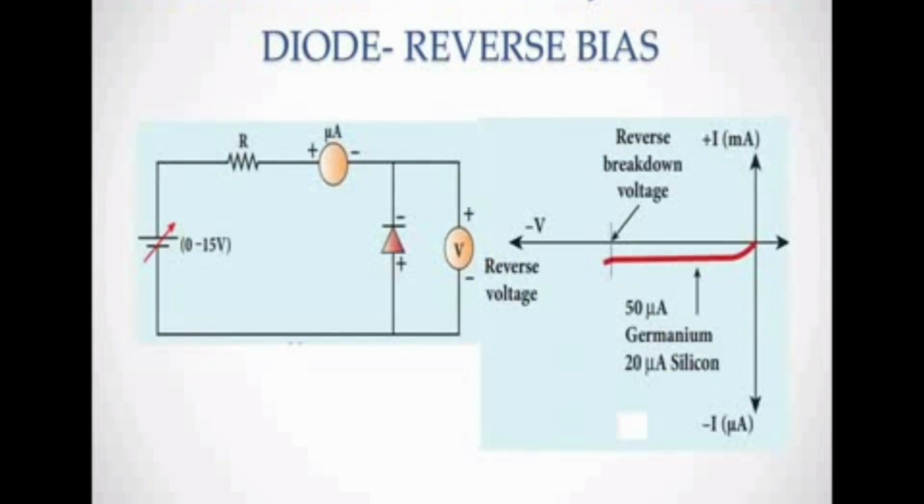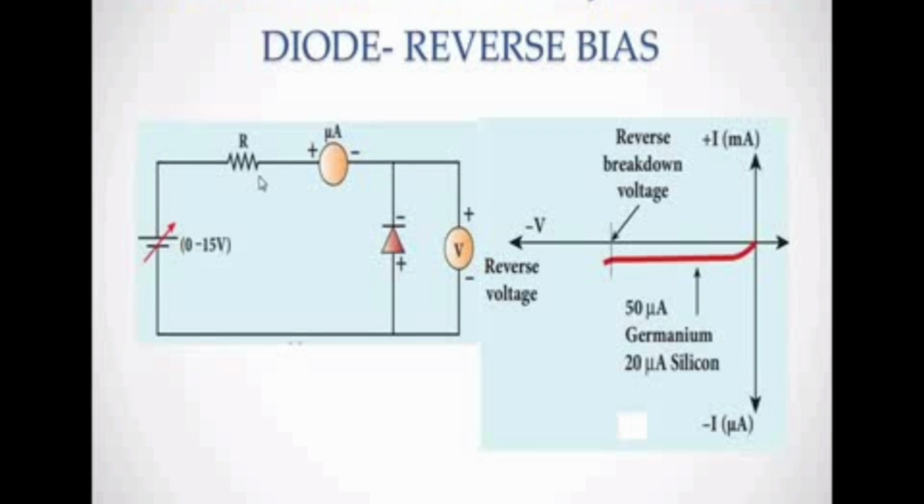Next is reverse bias. In reverse bias, everything is the same. See the circuit, everything is the same, only we are changing the diode. Initially the positive terminal of the battery was connected to the positive side. Now the positive terminal of the battery is connected to the negative side, and the negative terminal of the battery is connected to the positive side. So it is called a reverse bias condition.